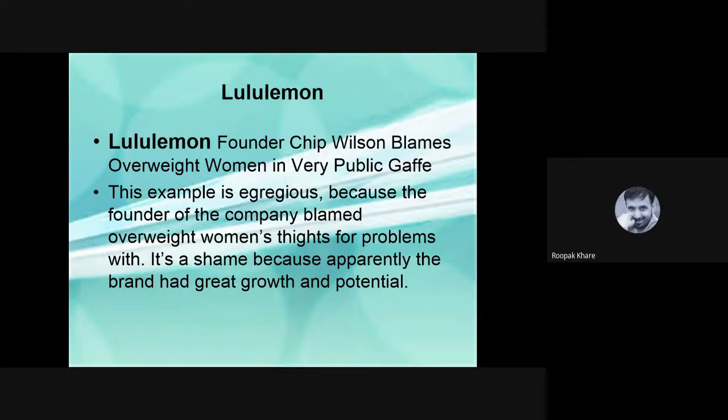Now, this was not taken very gently by people. They did not accept it. They said, how can you blame people for not making clothes fit for them, right? So this is an example of egregious communication, because the founder of the company was blaming the weight and body shapes and sizes of people, rather than understanding, or rather than saying it swiftly. You could probably be saying that we make stuff only for sports persons, rather than blaming people that they are fat and hence they cannot wear those clothes.